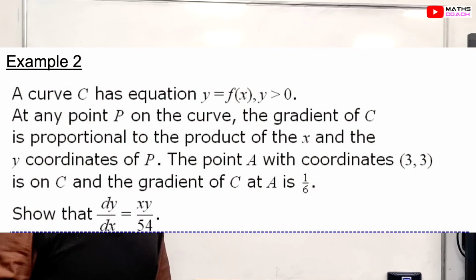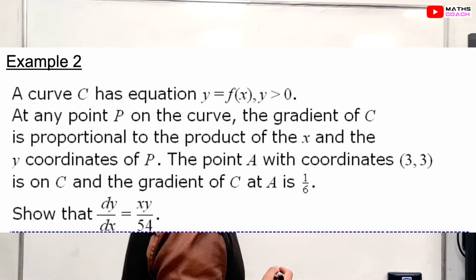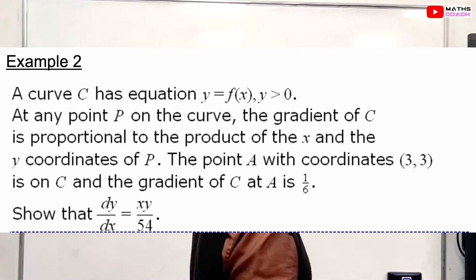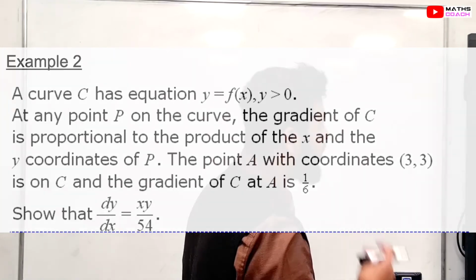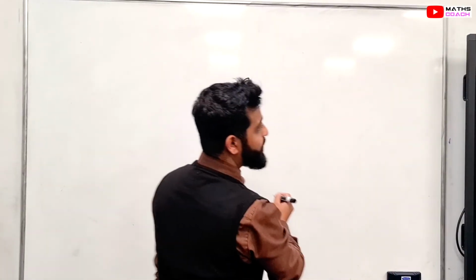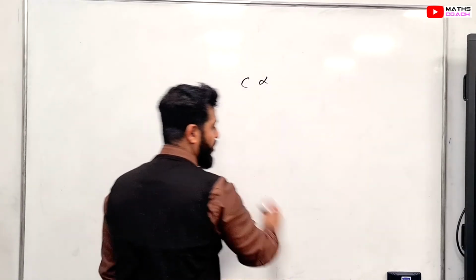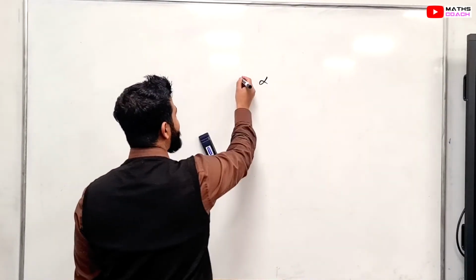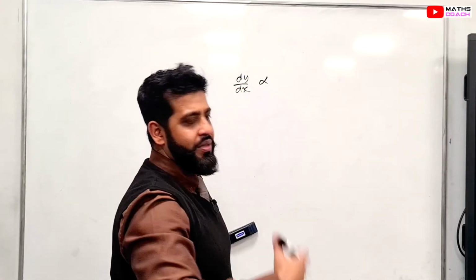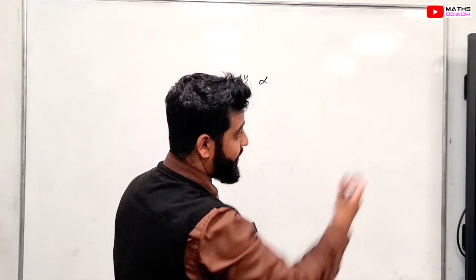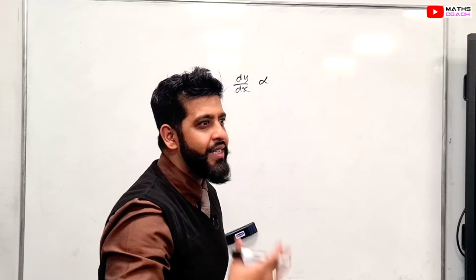On to the second example that I have for differential equations. You read this. A curve C has an equation y equals f of x, y is greater than 0. At any point P on the curve, the gradient of C is proportional. So let's start writing this down. The gradient of C is proportional. Now, it's a gradient of C, so instead of writing a C, let's just write dy/dx, or something in that form. They want dy/dx, so we'll actually use dy/dx.